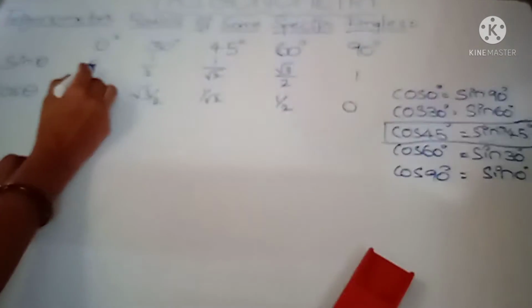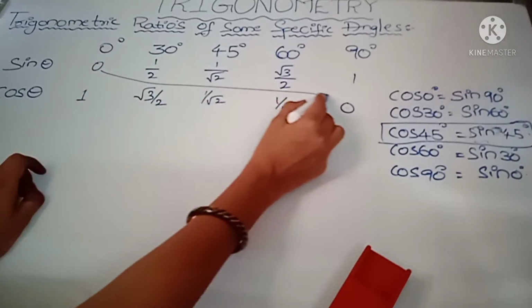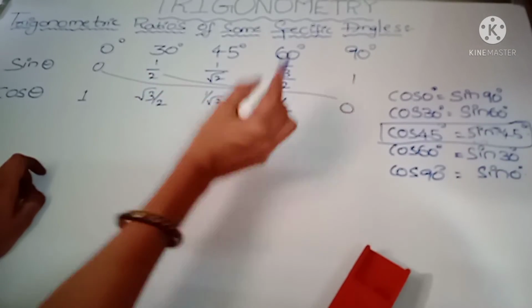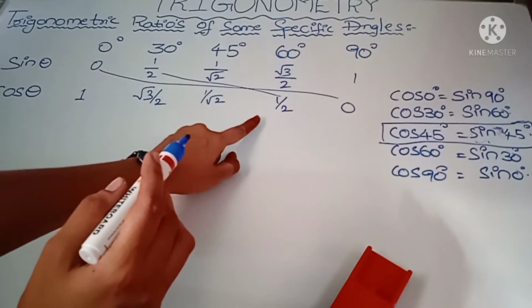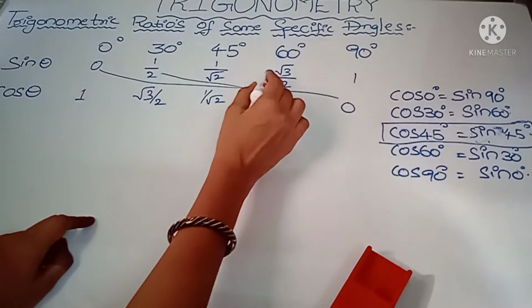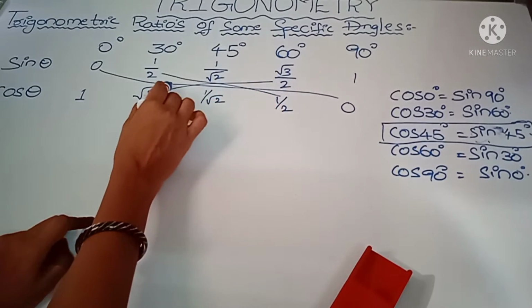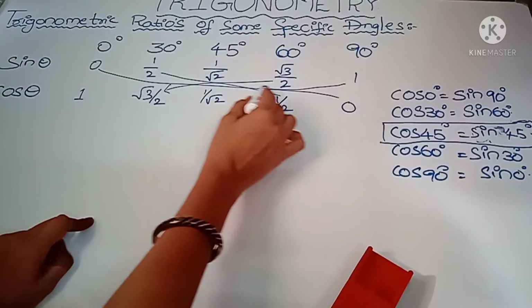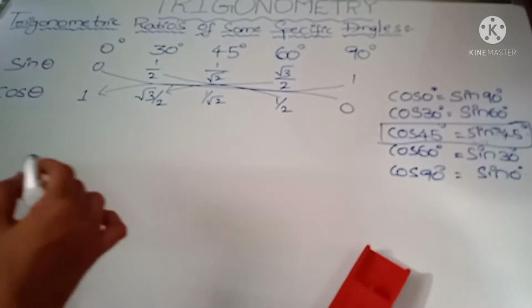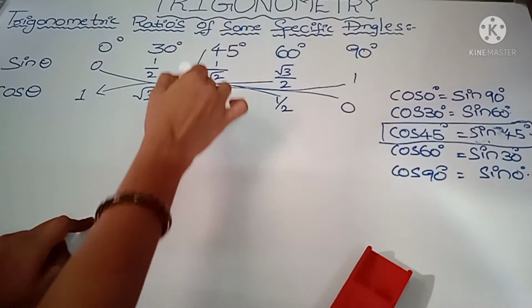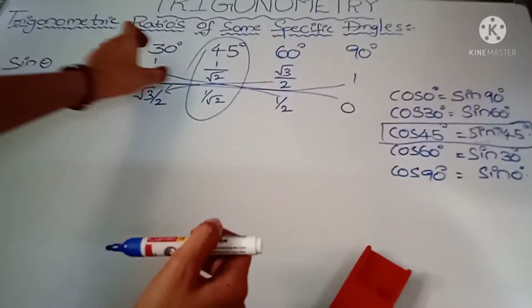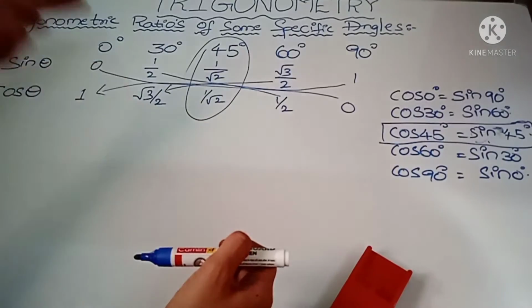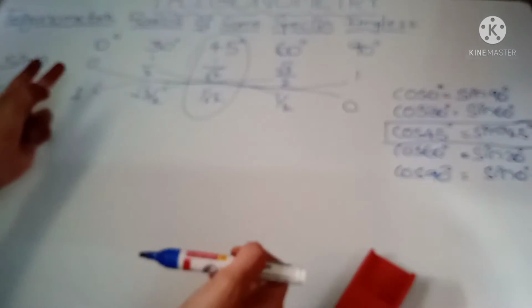See here, sin 0 is equal to cos 90, and sin 30, 1 by 2, we are writing here in the place of cos 60 degrees, 1 by 2, and sin 60, root 3 by 2, it is nothing but cos 30 value, and sin 90, that is 1, it is nothing but cos 0, and 1 by root 2, 1 by root 2, here these two are common. We are reversing remaining values. 30 is equal to 60, 60 is equal to 30, 0 is 90, and 90 is 0.